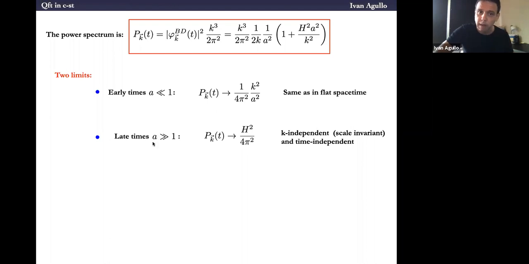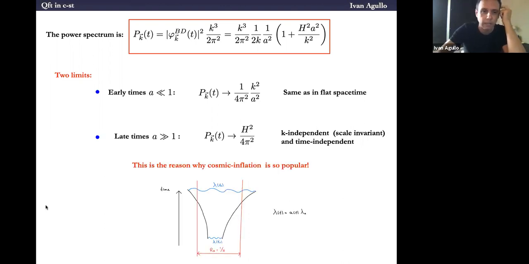However, if you take the other limit, late times, then the second term in the parentheses dominates. k squared cancels with the k squared outside, a cancels with the a, and you have H squared over 4 pi squared. The physical wave number has been replaced by the Hubble rate. So at late times, the power spectrum is k independent. You have exactly the same covariance matrix no matter which k, a longer wavelength or shorter, at late times. In cosmology, this property, k independence, is called scale invariance. And it's also time independent. So it doesn't evolve in time anymore.